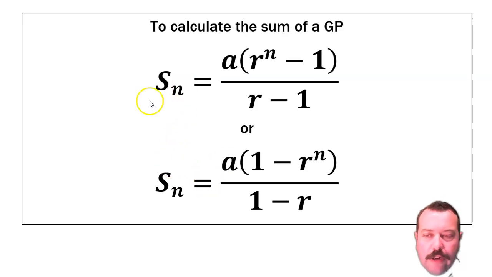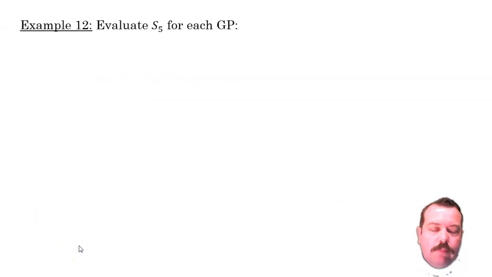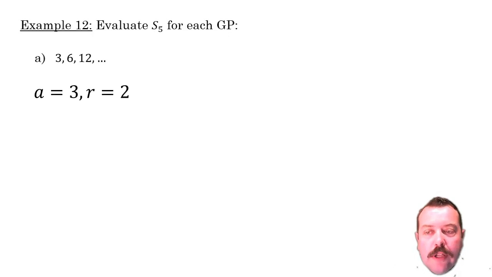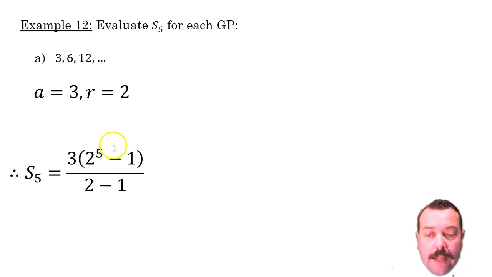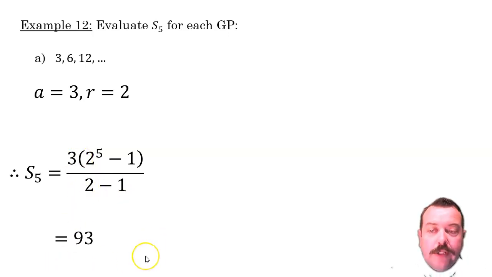So there are those formulas, and you know what comes next. We've got an example. So we're going to evaluate the sum to 5 terms for each of these GPs. First up, 3, 6, 12. We can see a equals 3, r equals 2. So the sum to 5 terms is a outside of r to the power of n minus 1 over r minus 1. So 2 to the power of 5 is 32 minus 1 is 31. 3 31s are 93. 2 minus 1 is just 1, so it should just be 93. There we go. Again, better than calculating each of those individual 5 terms and adding them together.